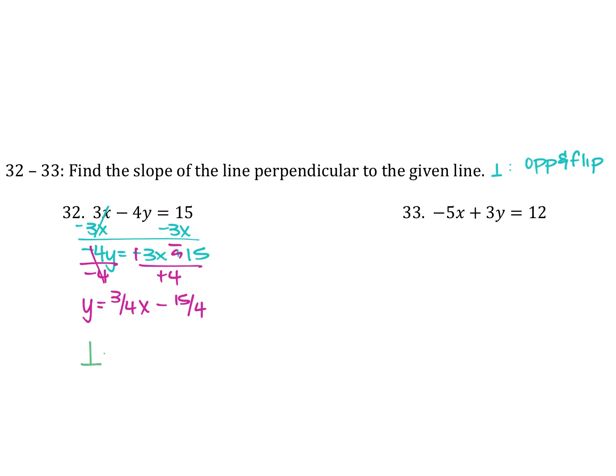The perpendicular slope, we're going to change the sign of that 3/4. So it's going to be negative, and then we're going to flip the fraction. So negative 4/3 is the slope of the perpendicular line.